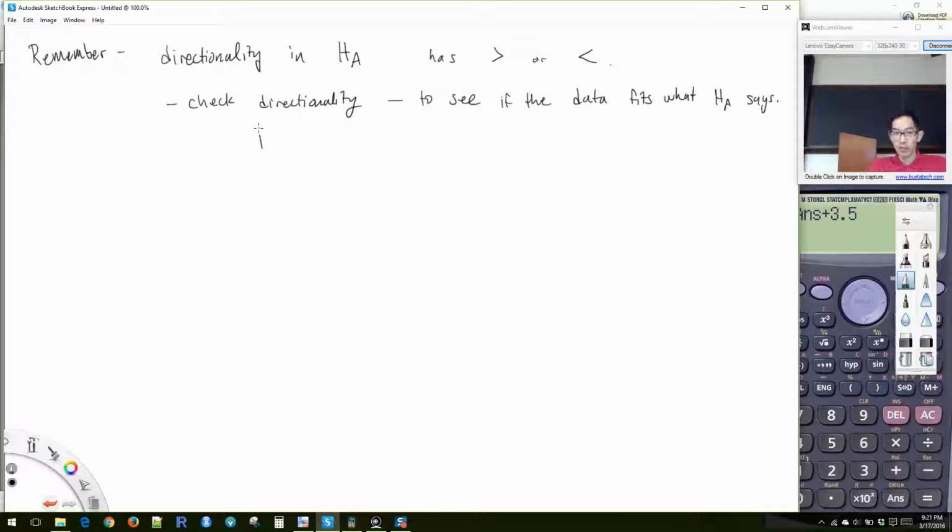Okay, so if the alternative says mu1 is greater than mu2, but the data says y bar 1 is less than y bar 2, what's going to happen? Well, you're doing a hypothesis test, so what does this say about your p-value and your conclusion?